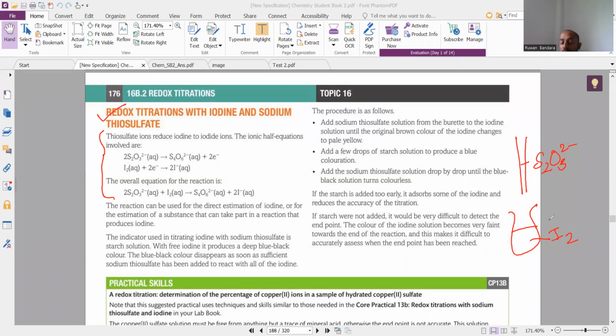Next point, starch should not be added at the beginning of the titration, because starch will form an insoluble complex with iodine.